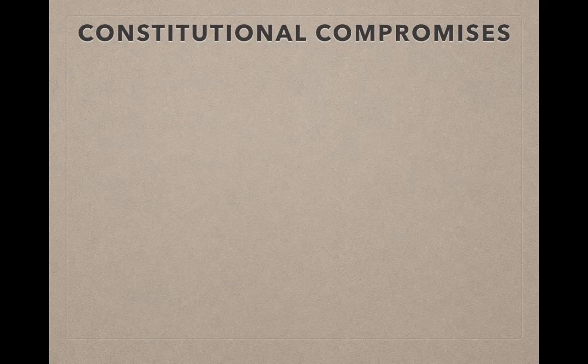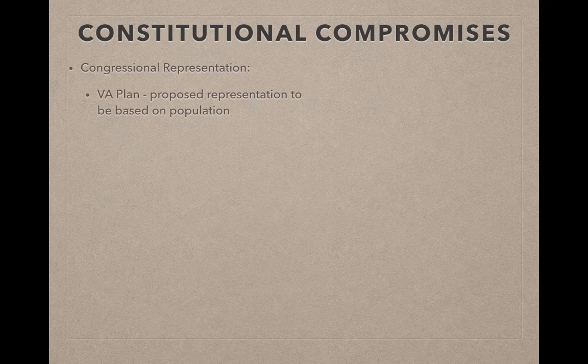So there are several compromises that needed to be met at this convention. And perhaps the biggest issue was congressional representation. How would states be represented in Congress? Well, Virginia proposed a plan to have representation to be based on population. This would favor large states like Virginia.